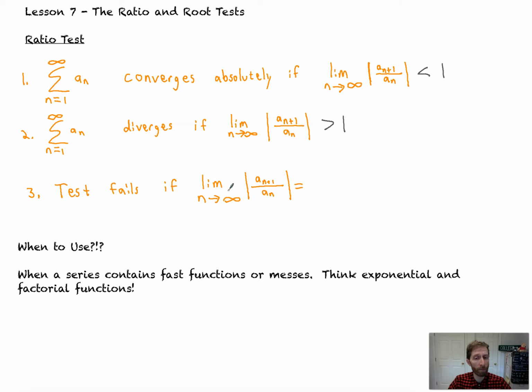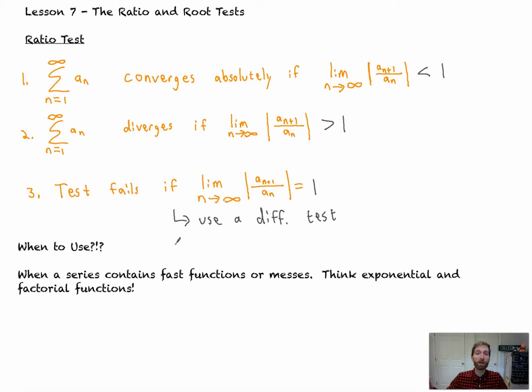Unfortunately, the test will fail if the limit as n goes to infinity of the absolute value of that ratio is equal to 1. This means that we must use a different test. What that means is we must have picked the ratio test incorrectly there.